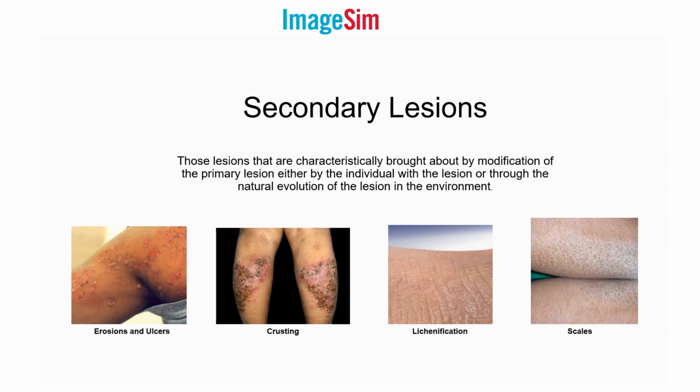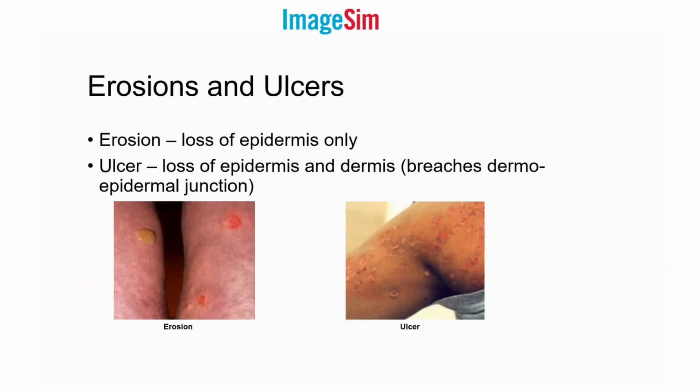Secondary lesions are lesions that are characteristically brought about by modification of the primary lesion, either by the individual interacting with the lesion, or through the natural evolution of the lesion in the environment. Examples include erosions, crusting, lichenification, and scales. Erosions are loss of the epidermis only, whereas an ulcer includes the loss of the epidermis and the dermis, which breaches the dermo-epidermal junction.